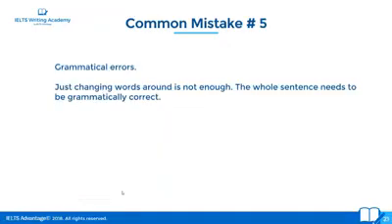So the 5th mistake that I see is grammatical errors. So changing words around is not enough. The whole sentence needs to be grammatically correct. So what happens with a lot of students is they are aware how to use synonyms, and they change a lot of words, and they change one word for a synonym of that word, and then they stick them all together, and they don't think about how that sentence actually works grammatically.